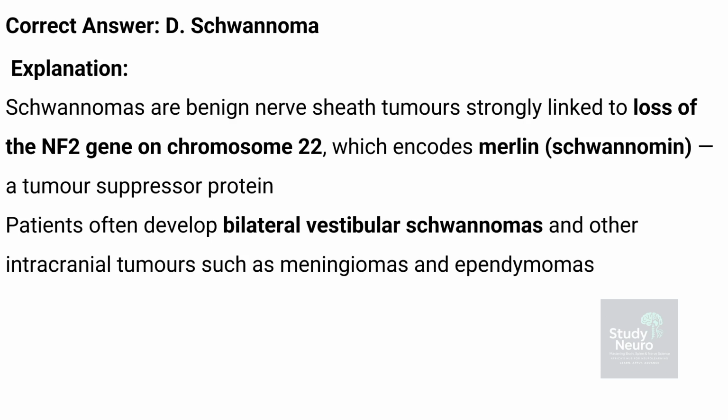These benign nerve sheath tumors are linked to the loss of the NF2 gene on chromosome 22, which encodes the tumor suppressor protein Merlin, also known as Schwannomin. Loss of Merlin disrupts normal growth control in Schwann cells, promoting tumor formation. In neurofibromatosis type 2, this mutation leads to bilateral vestibular schwannomas, a hallmark diagnostic feature. Remember, chromosome 22 loss and NF2 mutation are classic clues to schwannoma.